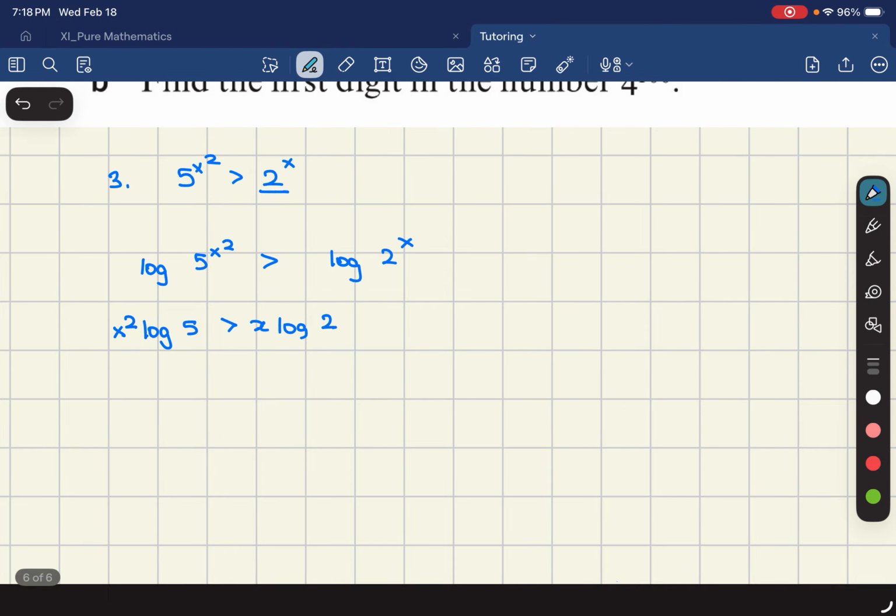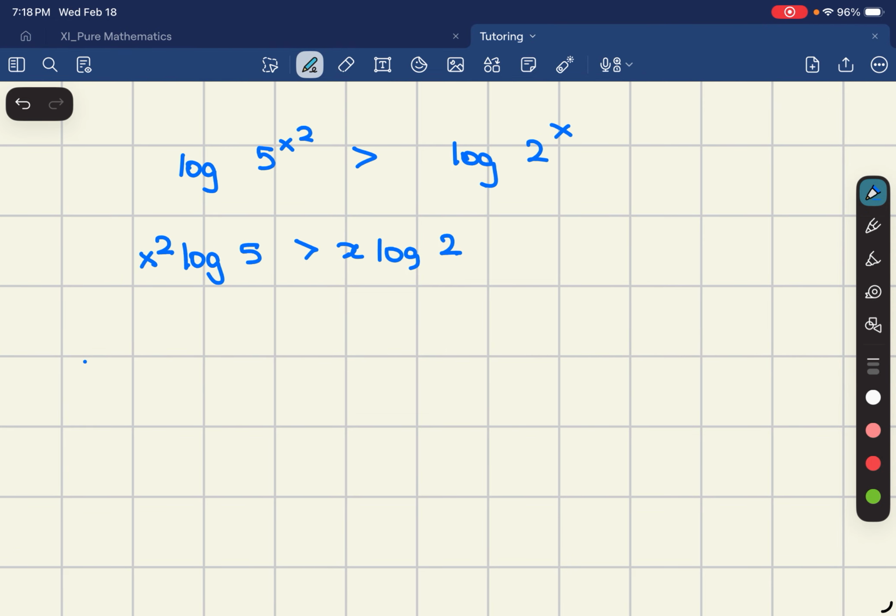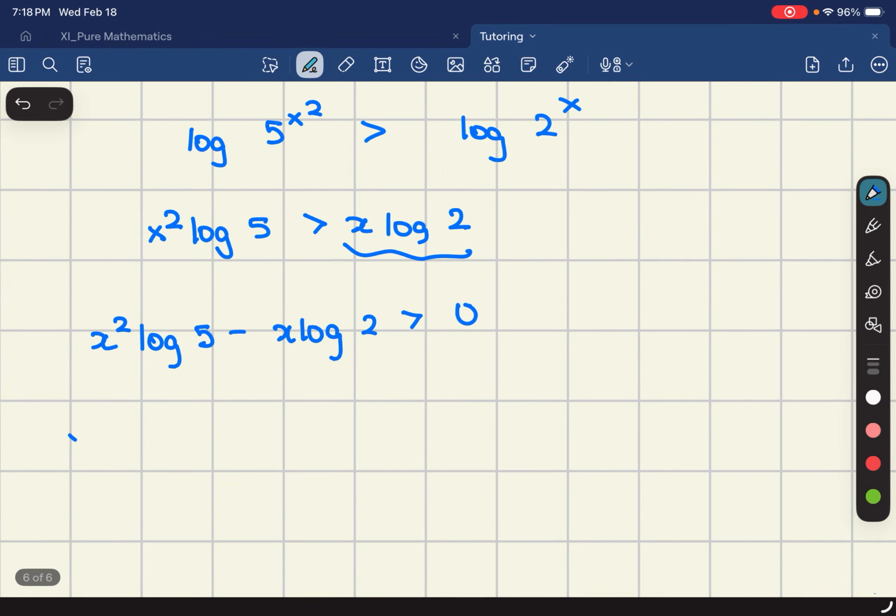Log 2. And now we can say that we can subtract x log 2 from both sides. And the reason why I'm doing this is because if we divide by x, then we don't know whether x is positive or negative. So we are not sure if the inequality sign has to flip or not. So this is another way to look at this problem. I can factor out an x. x times log 5 minus log 2 greater than 0.